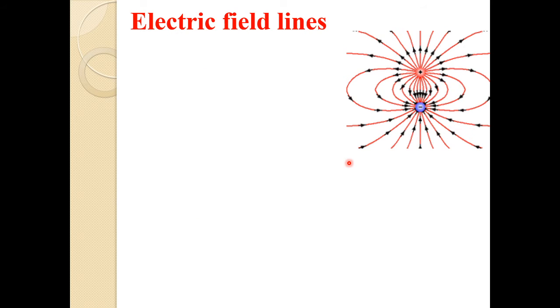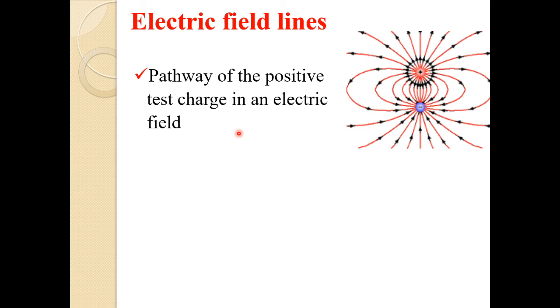So what are these electric field lines? Let's observe this. Here positive charge, here negative charge. We can see that field lines start from positive and end in negative. So this gives an idea what an electric field line is. It is the pathway of a positive test charge in an electric field.